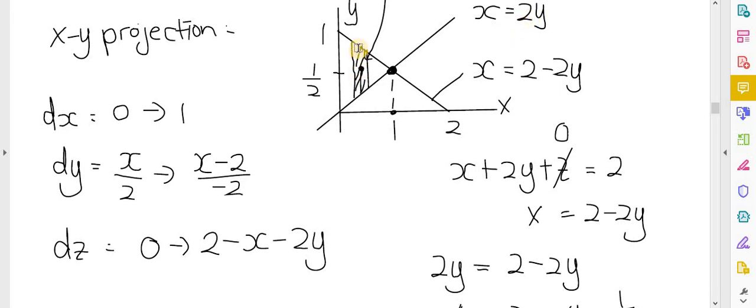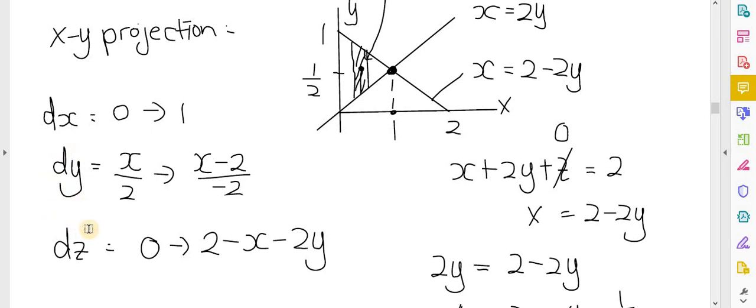Next, you look up, and you see this line. So you refer to this equation. Again, I need to move all the numbers to the left side and leave the y at the right side. So this one will become x minus 2 divided by negative 2. This will be the interval of my dy.